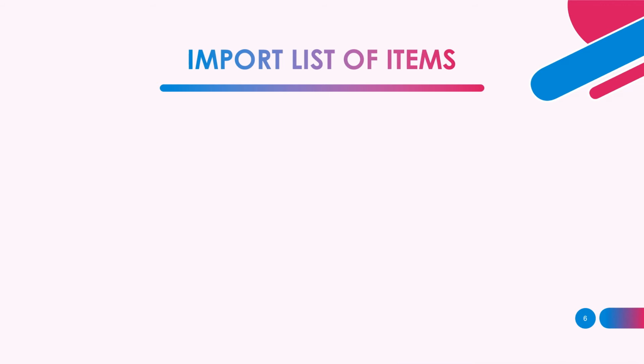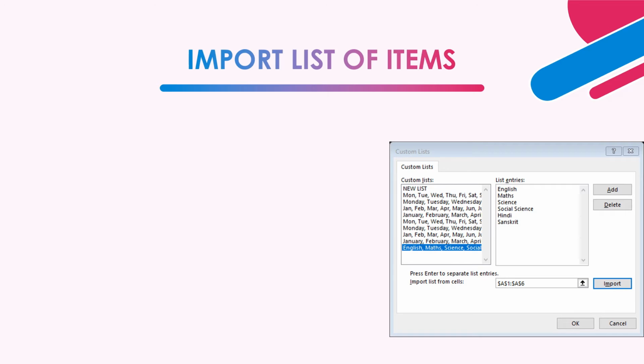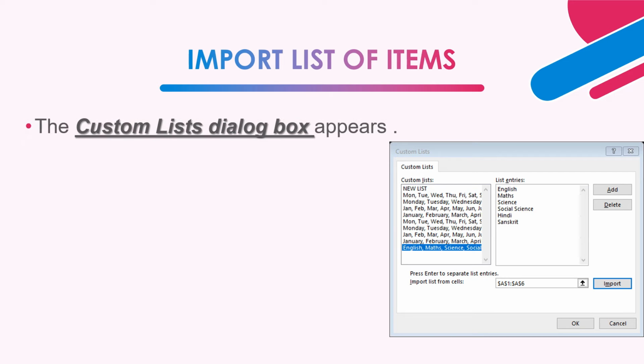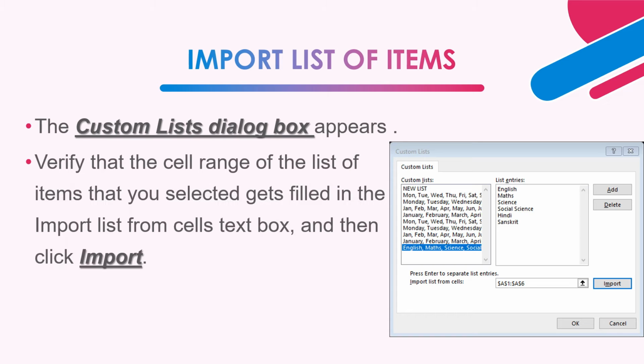When you click the edit custom list option, you can see a custom list dialog box appears like this. In that, you have to verify that the cell range of the list of items that you selected gets filled in the import list from cells text box, and then click import.